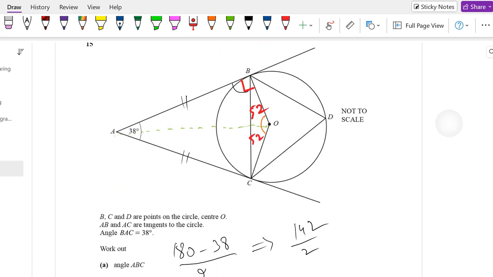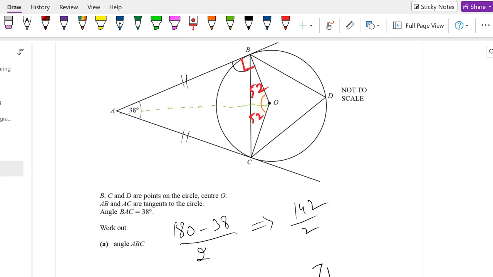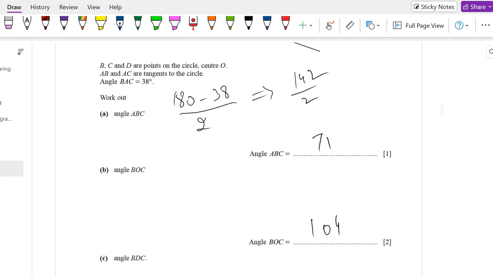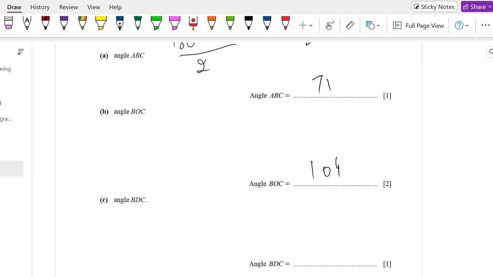BDC. This is a half angle of the center. So it will be 52.